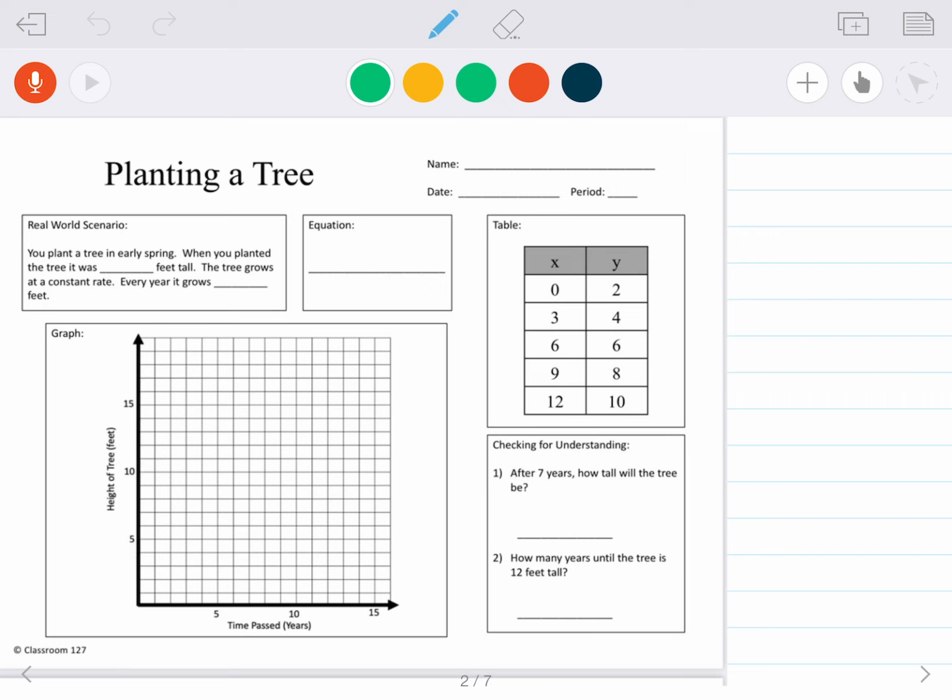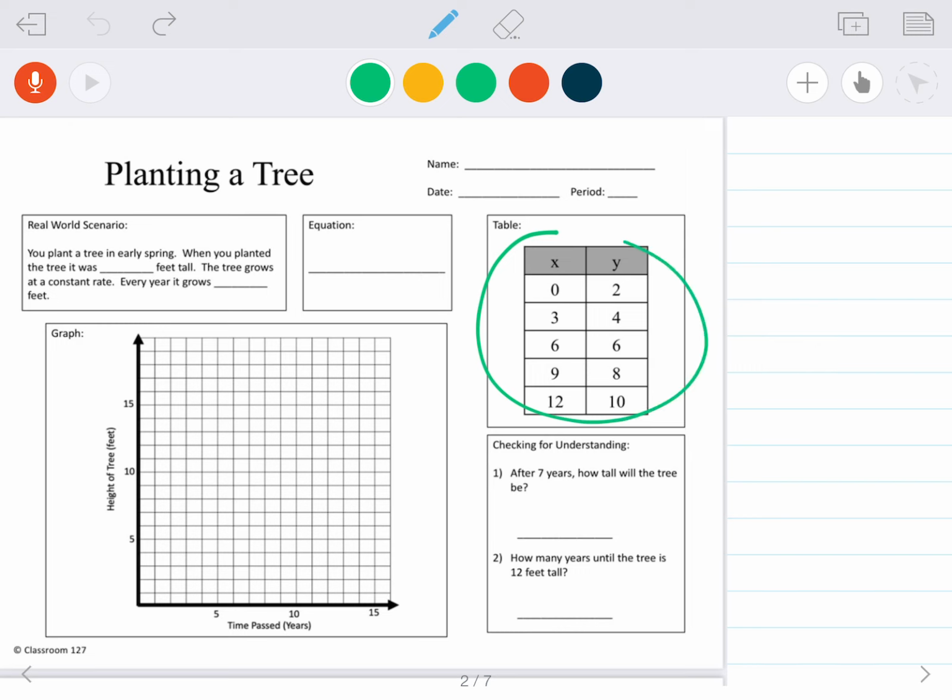Alright, so here's our first situation. We're planting a tree. Says, okay, you plant a tree in early spring. When you plant the tree, it was blank feet tall. The tree grows at a constant rate. Every year it grows blank feet. And so we're supposed to use the given information to fill in this real world scenario, the equation, the graph, and our check for understanding here.